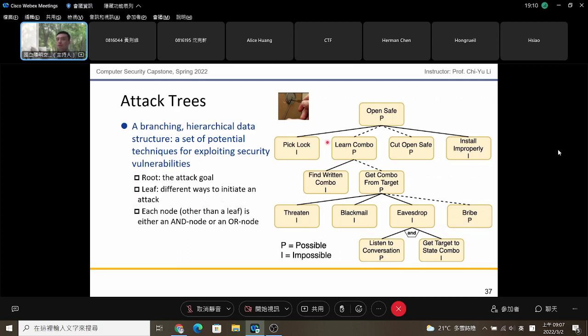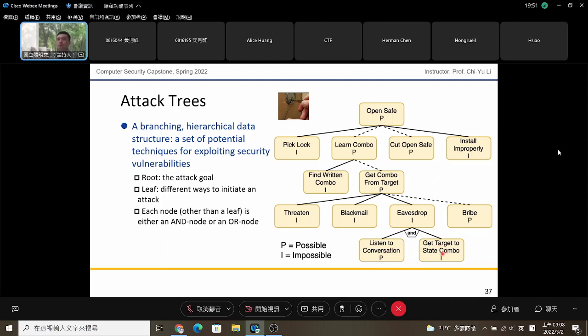Each node is either an AND node or an OR node. Here, this is an AND node. Oh, sorry, this is an OR node, because this attack can be achieved by either this one or this one. And this attack can be achieved by the combination of both of these two attacks.